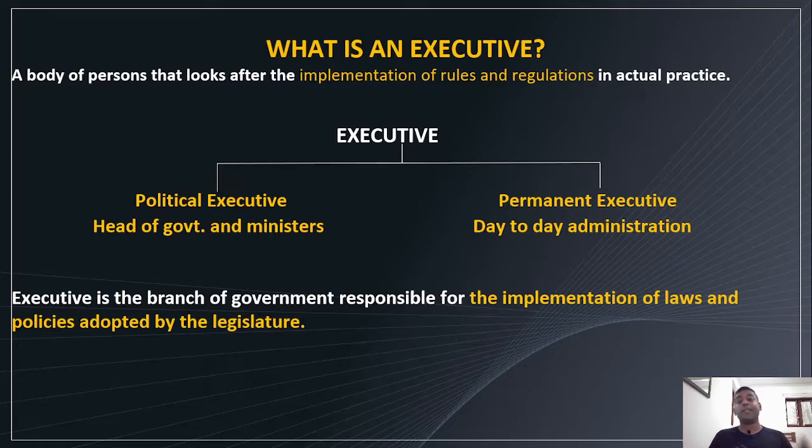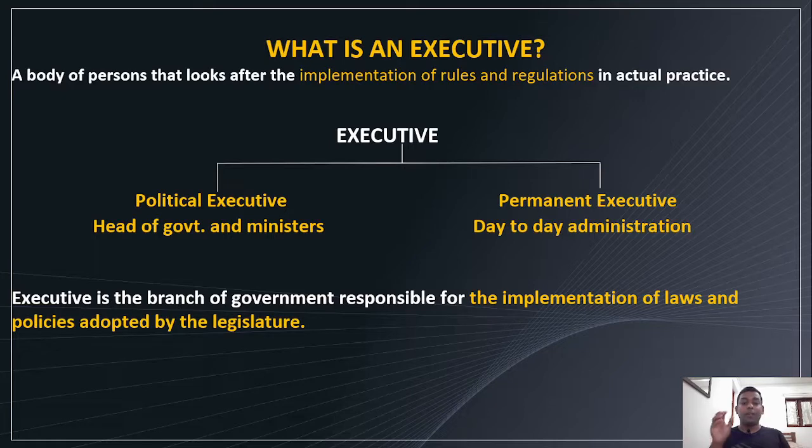Political executive as well as permanent executive. Political executive consists of head of government and ministers. We can say president, prime minister, and council of ministers. And permanent executive, that is, they run the day-to-day administration, like IAS, right? So these are the two types of executive: political as well as permanent. Political, it is government, president, prime minister, council of ministers. And here in permanent executive, it is day-to-day administration. They run the day-to-day administration like IAS.